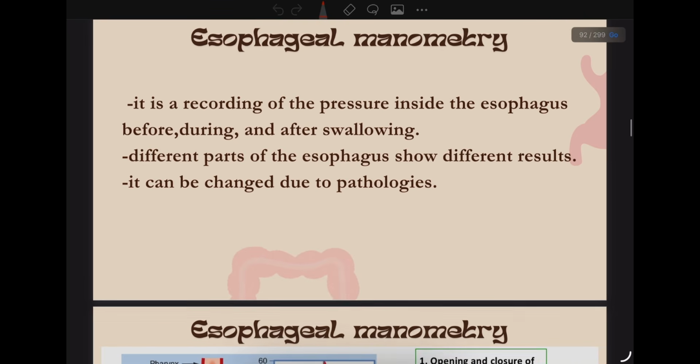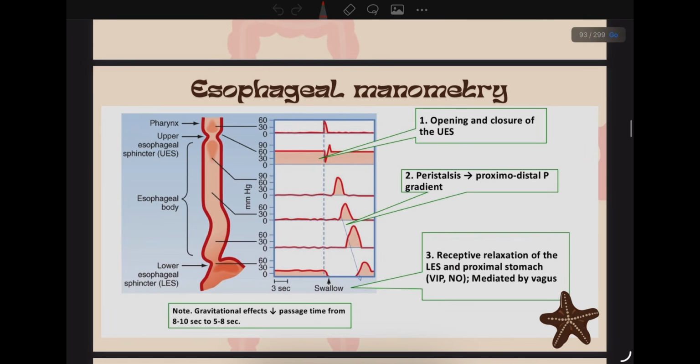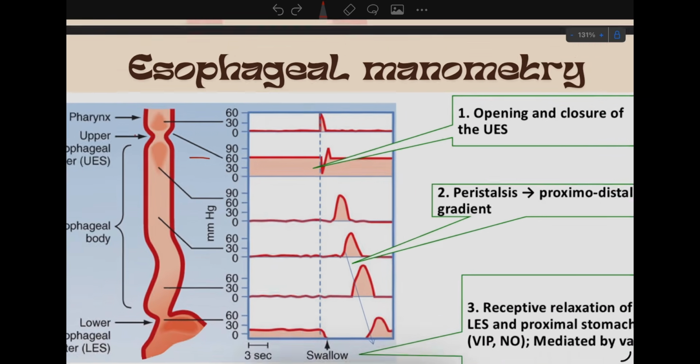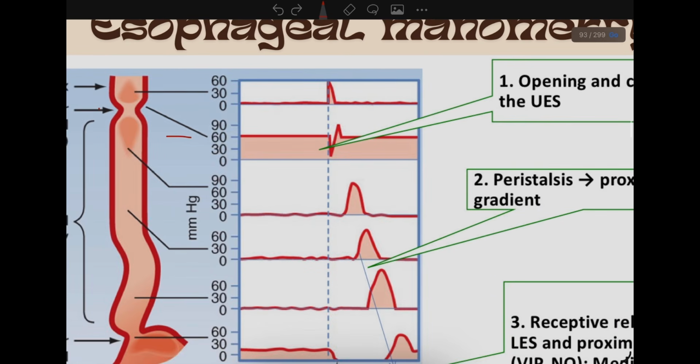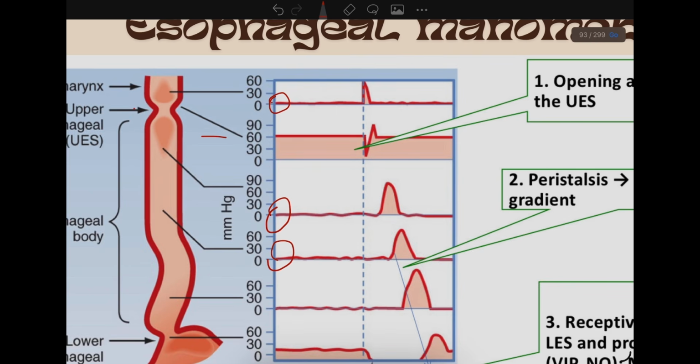Esophageal manometry. It's a recording of the pressure inside the esophagus. So as you can see, when we look at, for example, the upper esophageal sphincter, you will see that it's normally constricted. So what will be the pressure? In other parts of the esophagus, it's 0 at rest. But for the sphincter, even at rest, look at how much the pressure is. 60, can you imagine?